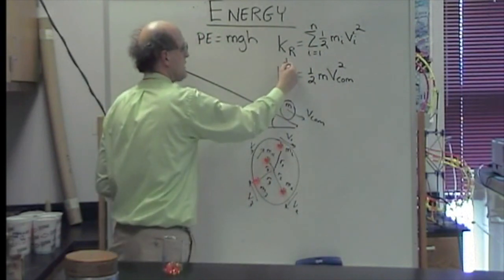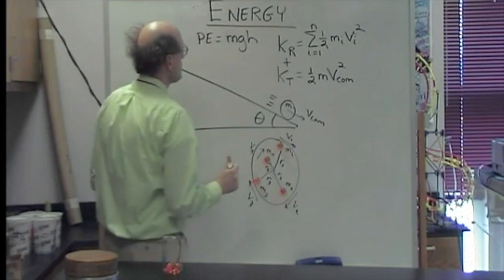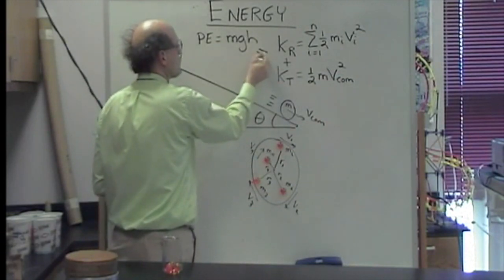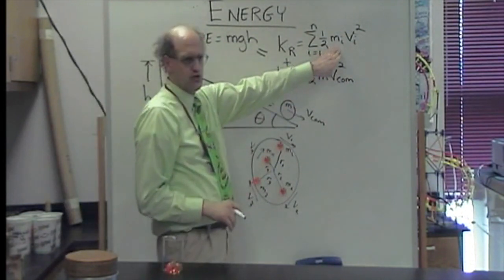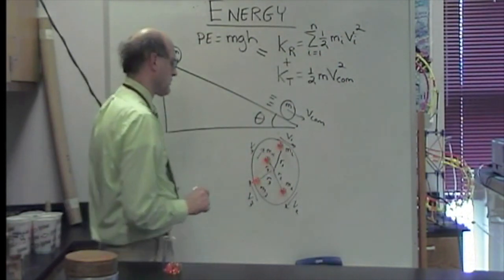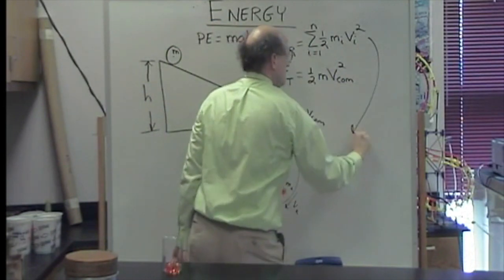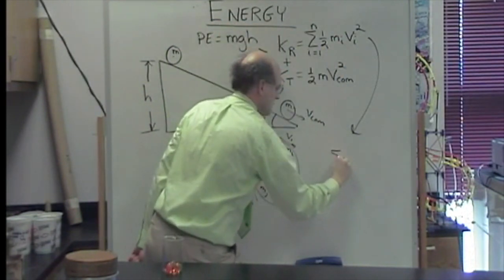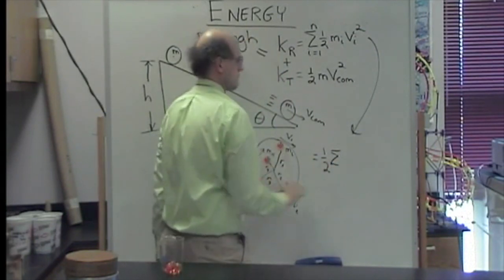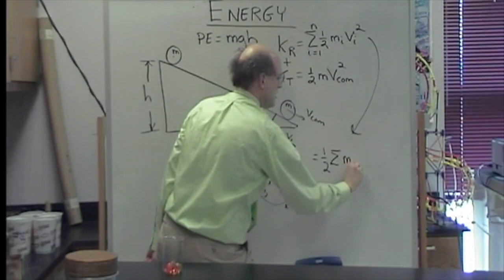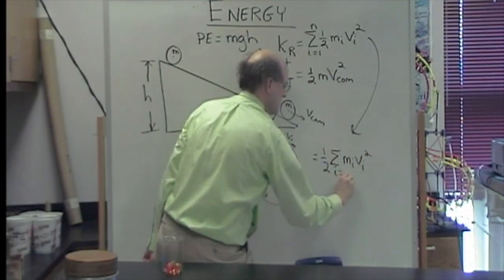And if we add these two kinetic energies together, from conservation of mechanical energy, we should get the original potential energy. Now let's take a look at this expression. This is pretty hard to use in that form. 1/2 is a constant, so I'm going to bring it out in front of the summation sign. So that leaves me with mi vi squared from i equals 1 to n.